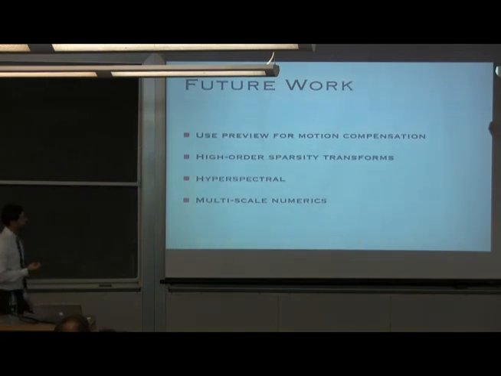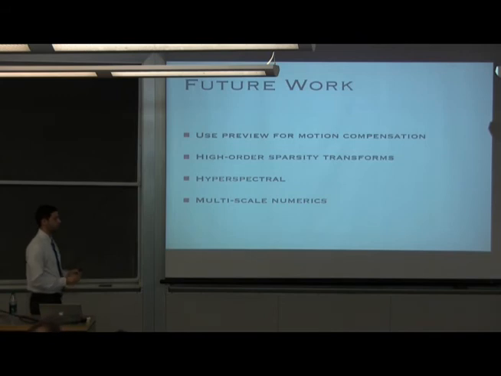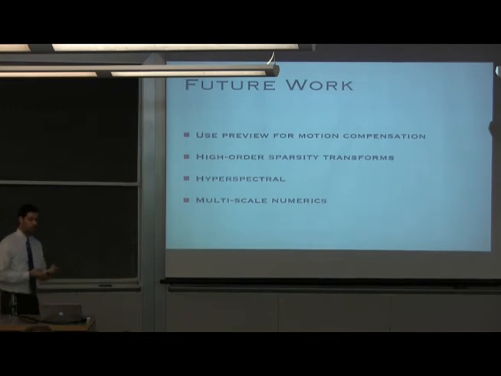Some more future work we would like to do. We would like to be able to use this low-resolution preview to do motion compensation in order to enhance the effectiveness of the sparsity transforms that we're doing in time. If you can compensate for motion before you do the compressive reconstruction, you can do reconstructions that are even sparser in the time domain, and you can get up to even higher resolutions than we have now. We would also like to look into higher order sparsity transforms that work more effectively with smoother images than total variation does.